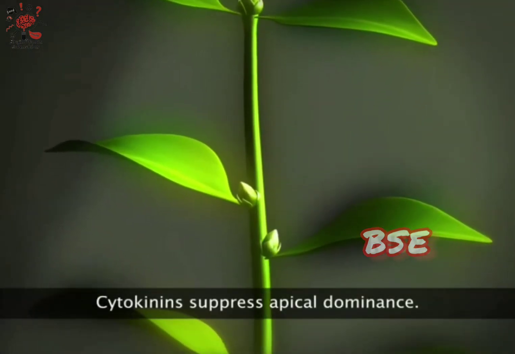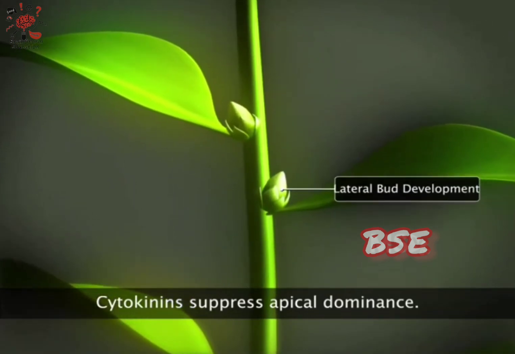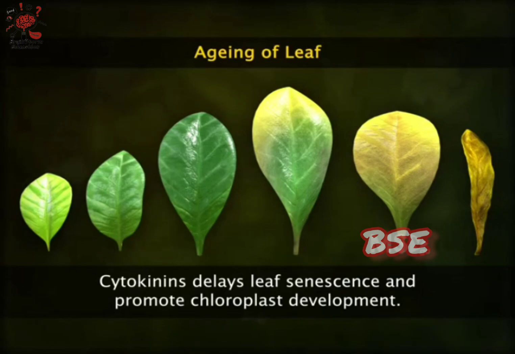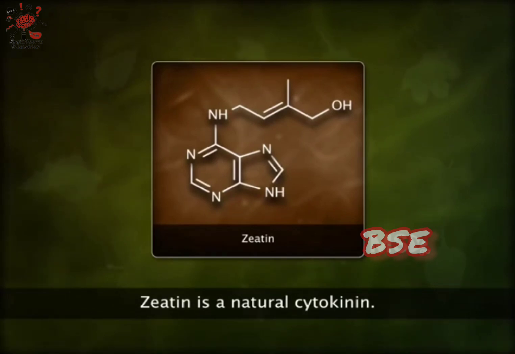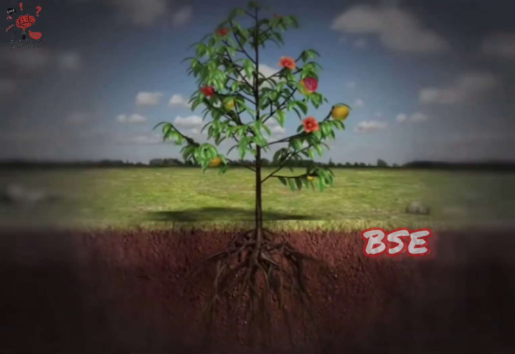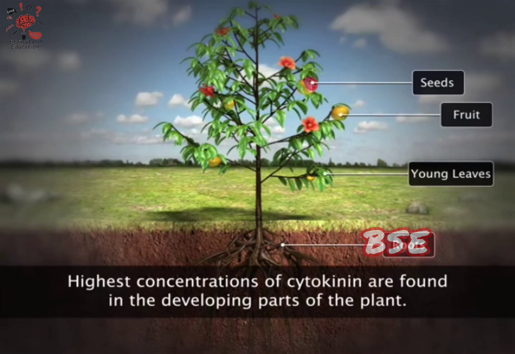Cytokinins help the plant to overcome apical dominance and promote lateral bud formation. Cytokinins delay senescence. They also promote chloroplast development. Zeatin is an example of naturally occurring cytokinin. Kinetin is a synthetic cytokinin. Highest concentration of cytokinins are found in plant roots, young leaves, developing fruits and seeds, that is, the meristematic regions of the plant.